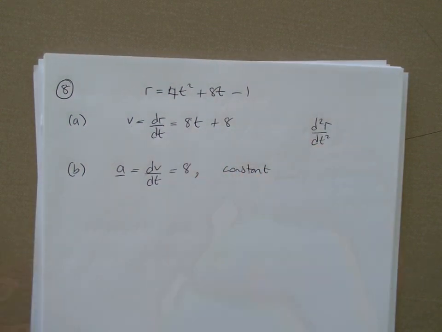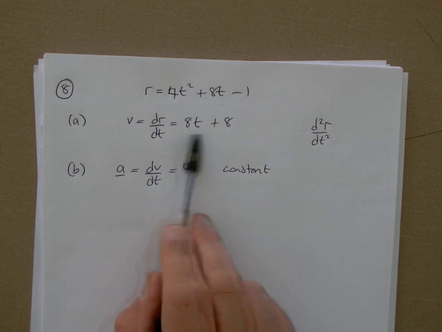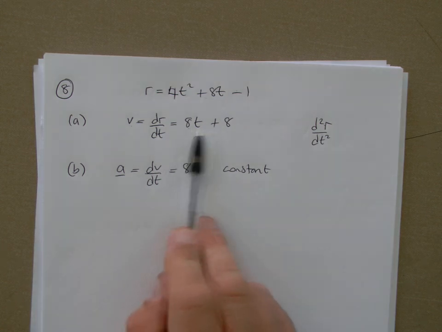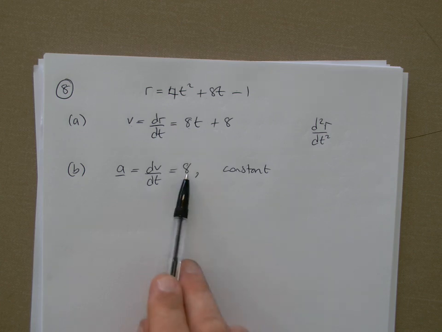If it had t involved in it, like 8t or whatever, then it wouldn't be a constant. It would be a variable. It would change because t changes, isn't it? Time changes. So if I had an answer like we've got for velocity, for acceleration, it would change with respect to time. But here it's just 8, and it'll always be 8. So that's why it's a constant.